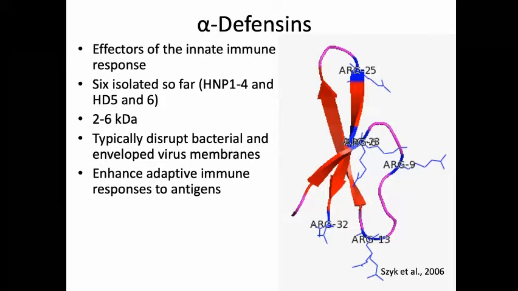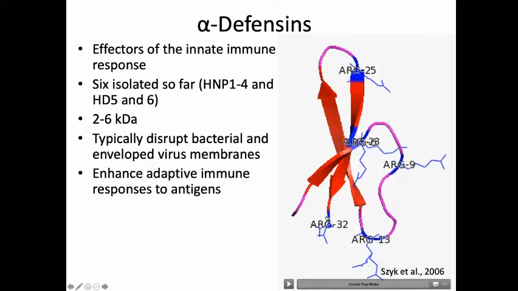So you may wonder, okay, what the heck does that mean? What's 2 to 6 kilodaltons? That equates to about 30 amino acids. And on the right-hand side, this is a crystal structure of alpha defensin 5. What you notice here is I've highlighted about 6 residues or so. There's 2 of them over here. So these are all arginine residues.